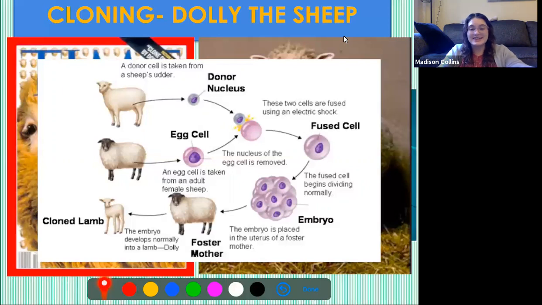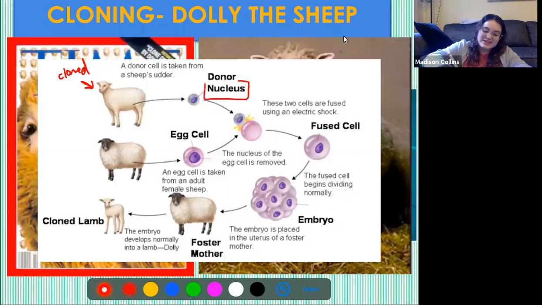And this was in the 90s. It was actually one of the first successful attempts of cloning an animal from an adult body cell. So what happened was they took a donor sheep, and this is the sheep that was going to be cloned. They took one cell from that sheep's body. They took it from the udder or the mammary glands. Now you can guess why she was named after Dolly Parton. And they took the nucleus from that donor cell, okay?